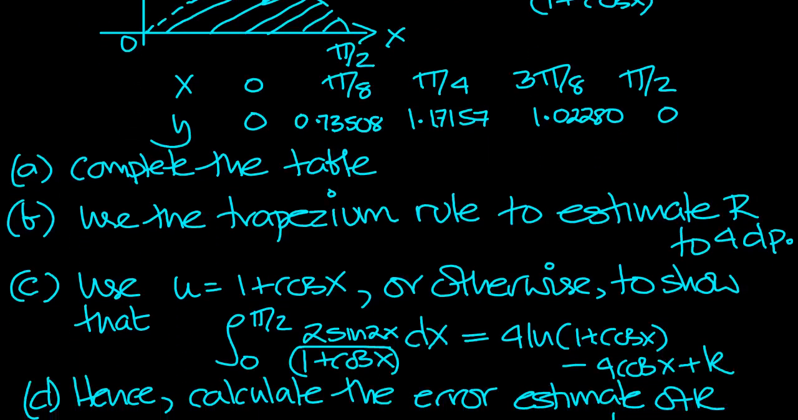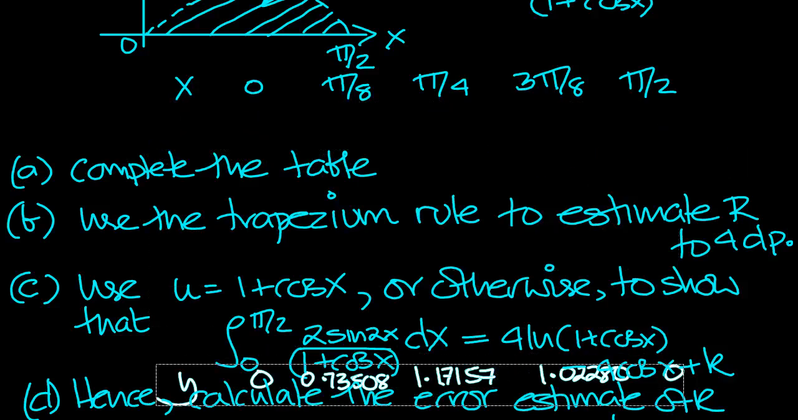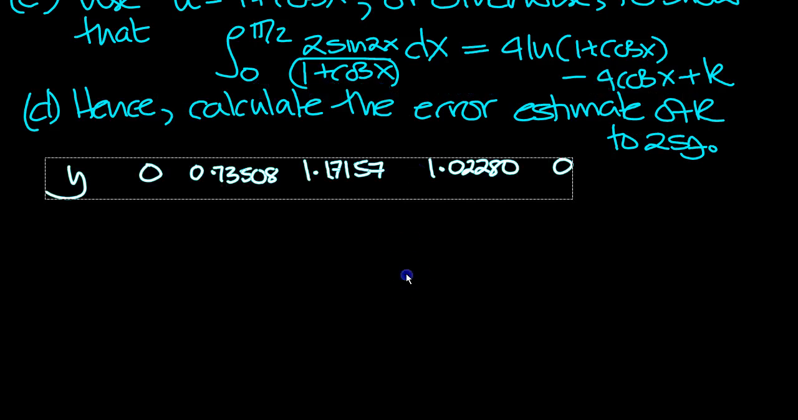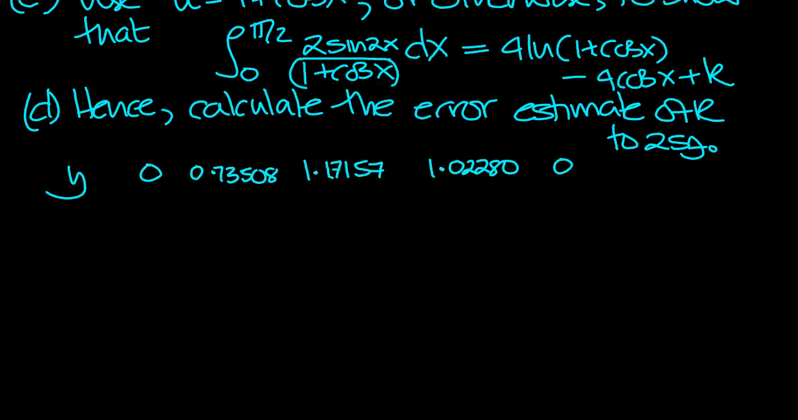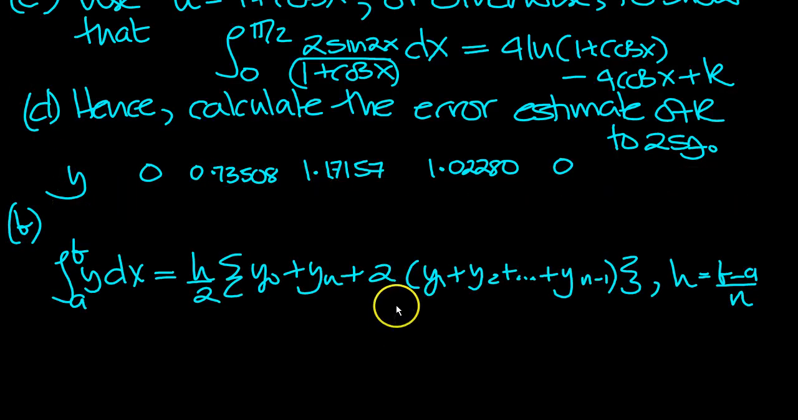So use the trapezium rule then to estimate this R to 4 dp. So let's have a look at that then. These are the y values, so I'm just going to copy them and drag them down with me when we work it out. So there they are there. We've done part A, now we're on part B. So let's paste in the formula then from the formula booklet. Here it is here. So we're on part B.